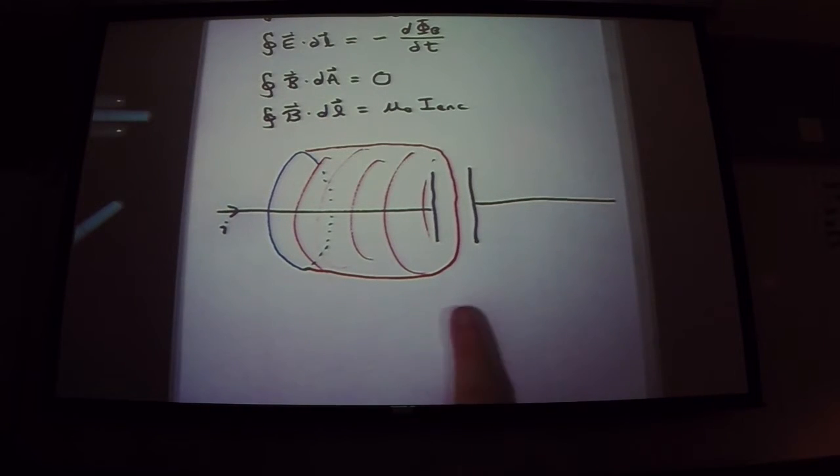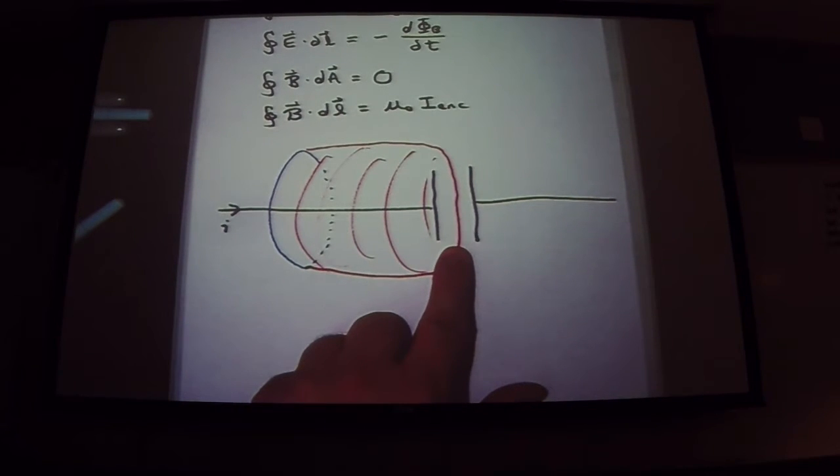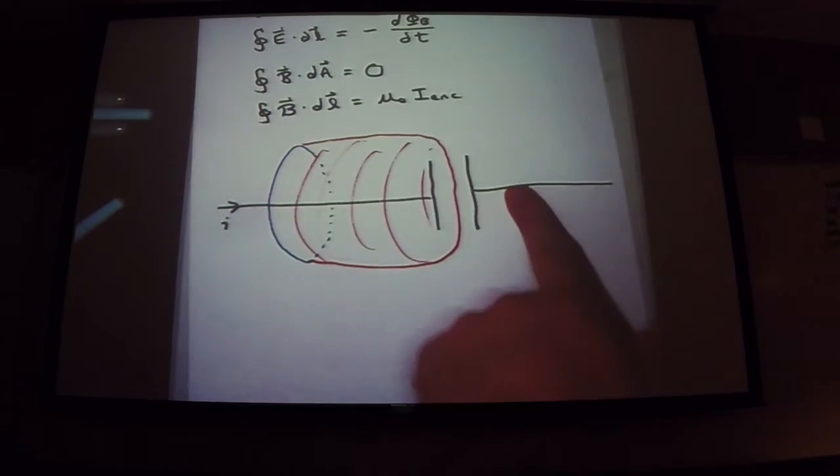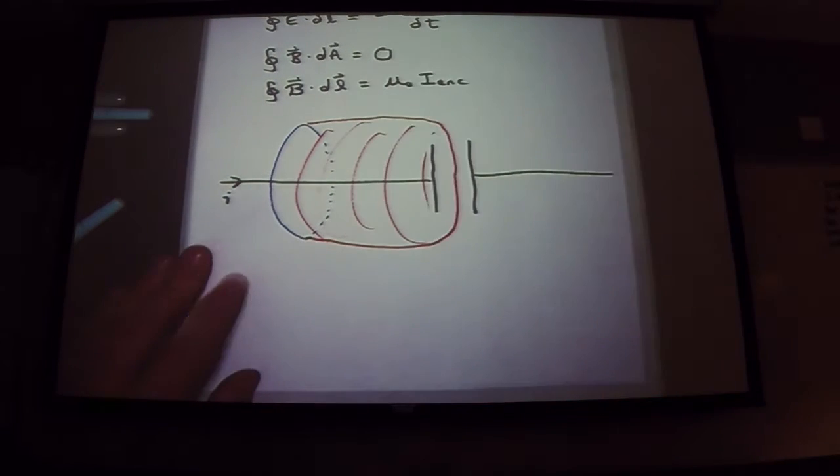How much current is flowing through that loop? None. There's no current flowing through that loop because it goes into the gap of the capacitor. There's no current in there. There's no current in the gap of a capacitor. I mean, the current stops here and it starts over here. Charges flow onto one side and off the other. It doesn't go in between.